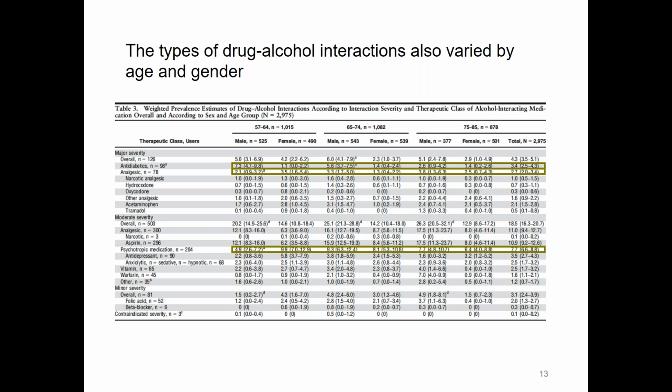So for example, men in the oldest age group, which was 75 to 84, were significantly more likely to drink regularly and concurrently use analgesics and psychotropic medications compared to men that were 57 to 64, who were more likely to use anti-diabetic agents in combination with alcohol. Then we found that women 57 to 64 were more likely to use psychotropics, whereas women in the oldest age group were more likely to use aspirin in combination with alcohol.